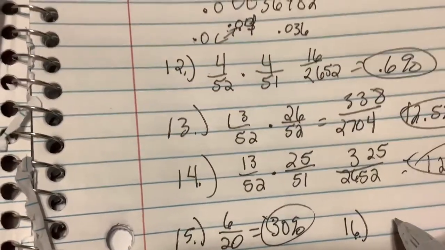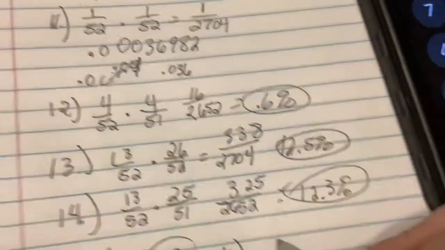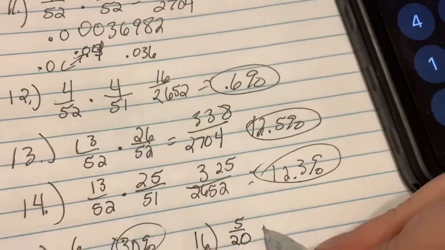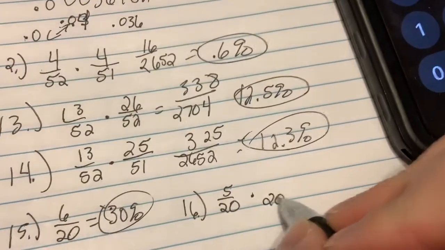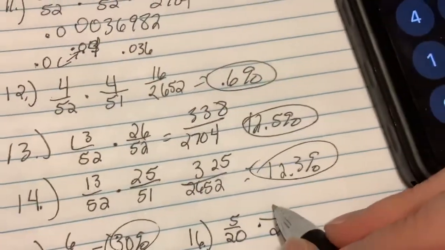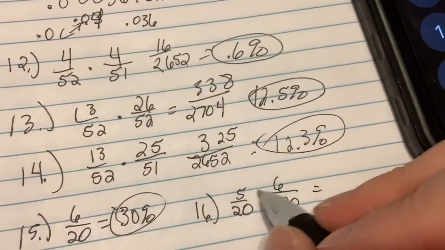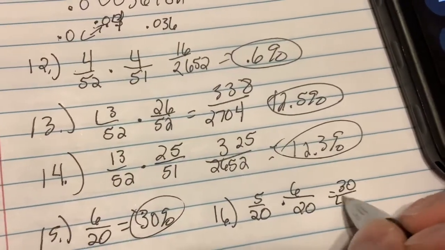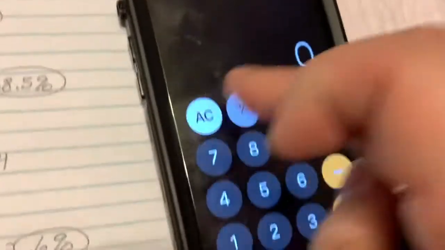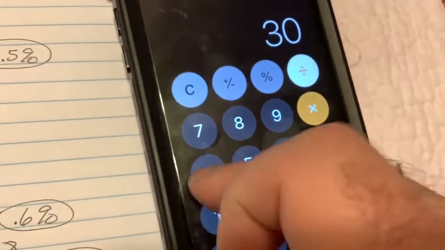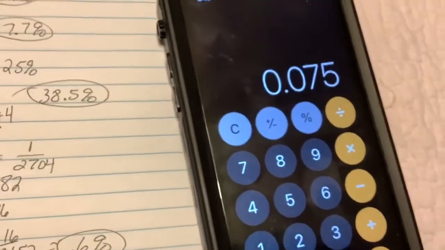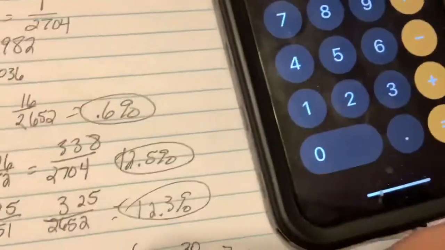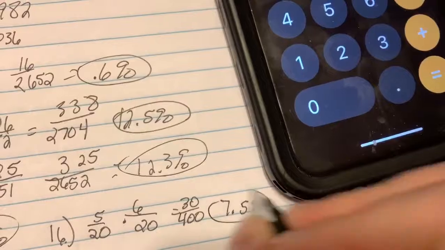Okay, drawing a red marble. So that's a 5 out of 20. Putting it back. So we're going to have another draw, and there's still 20 marbles. And drawing a yellow, which is 6. Okay, so now we've got 30. 5 times 6 is 30. And then over 400. And we're going to take 30 divided by 400. And it's a 7.5% chance.